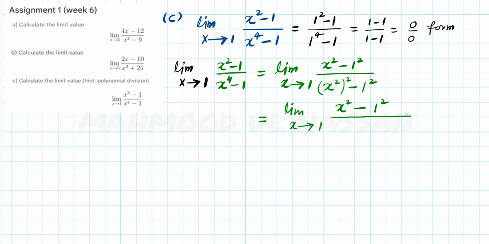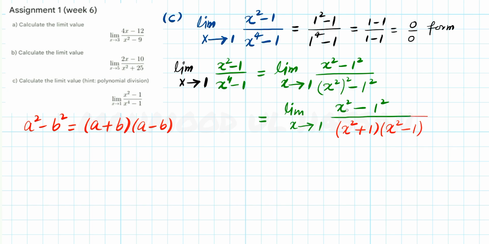Now we have to apply a formula with the denominator. So we know that a squared minus b squared can be written as a plus b times a minus b. Okay, so here in the denominator, instead of a we have x squared, and instead of b we have 1. So we will use the formula, that is a plus b. So a is x squared, b is 1, so plus 1, and a minus b, a is x squared and b is 1, so that is minus 1.